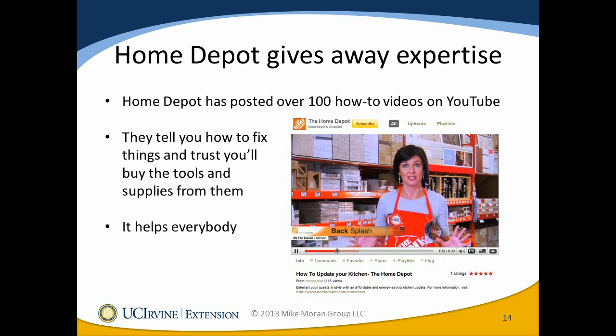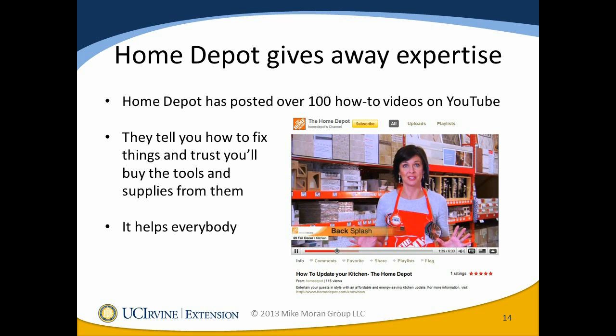So let's look at an example of creating helpful content. Home Depot gives away a lot of expertise. It's posted hundreds of how-to videos on YouTube, and they explain how you install things, how you fix things, and they're trusting that you're going to come to them and buy some supplies or some tools, and it helps everybody. And that's different from trying to put together content that is highly optimized and may show up in search, but it might not be all that helpful to people.